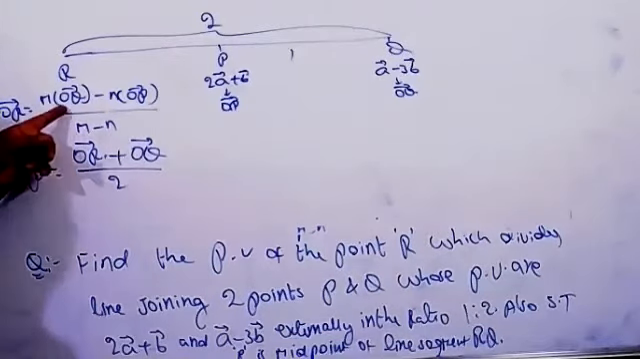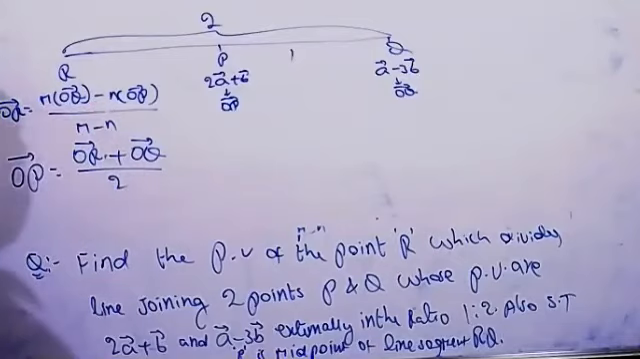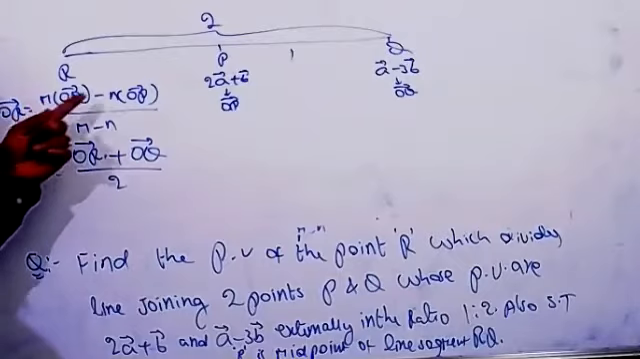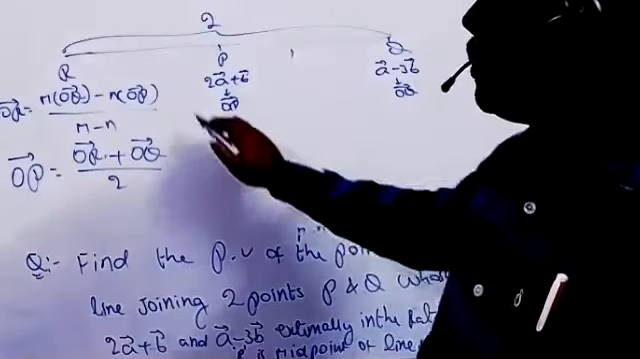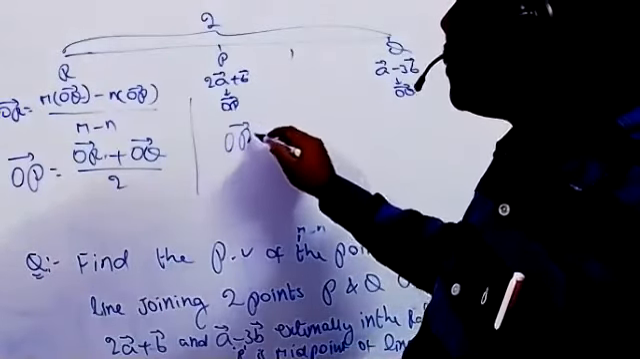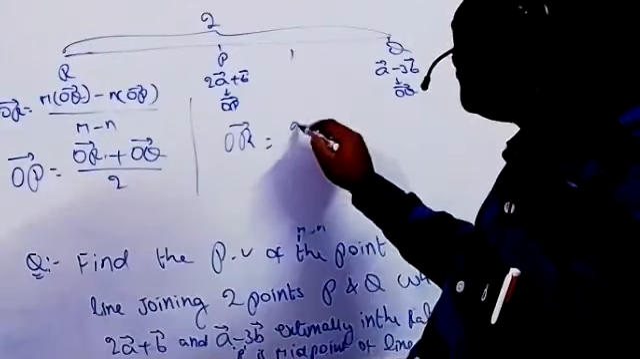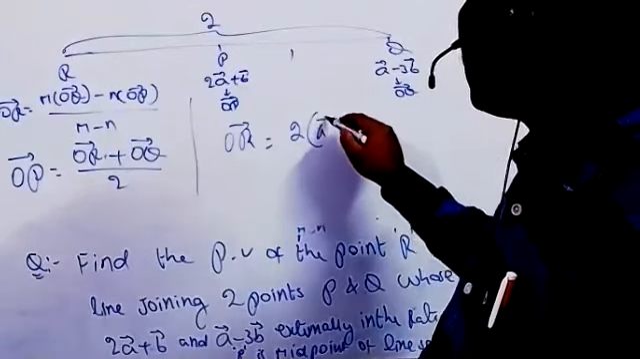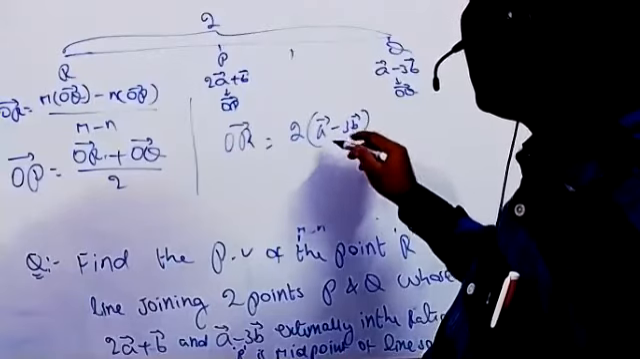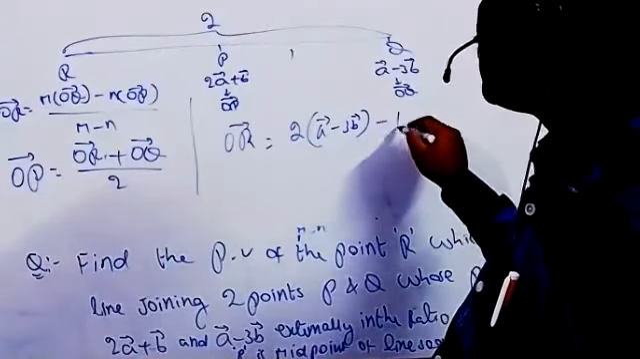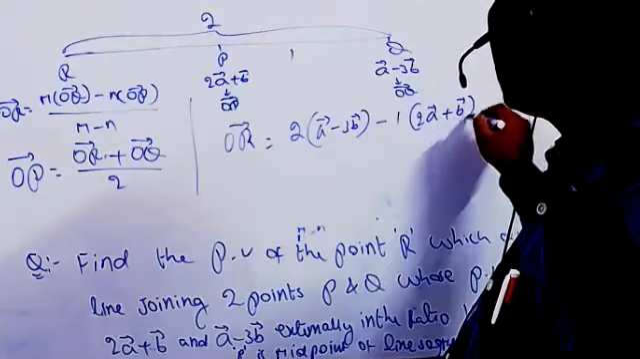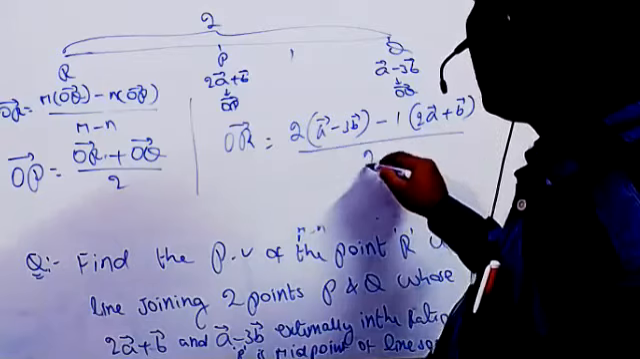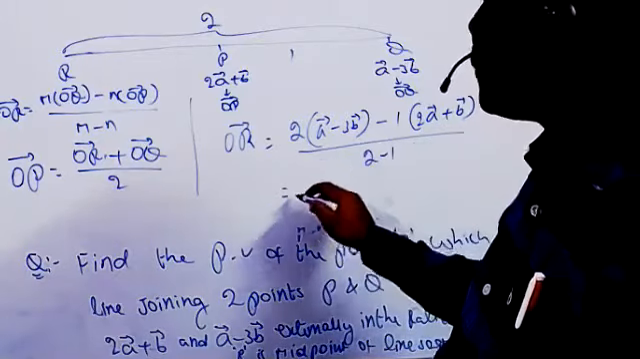See, I already gave the formula: M into OQ minus N into OP. That ratio is 1 is to 2, so M equals 2 and N equals 1. Substituting for the first one, OR is equal to 2 into OQ, that is A minus 3B, minus 1 into OP, that is 2A plus B, whole by 2 minus 1. And 2 minus 1 equals 1 only.